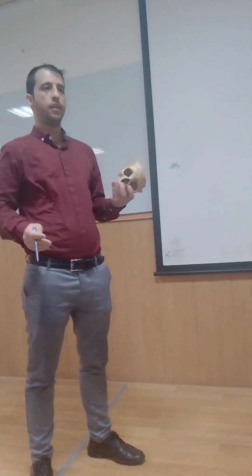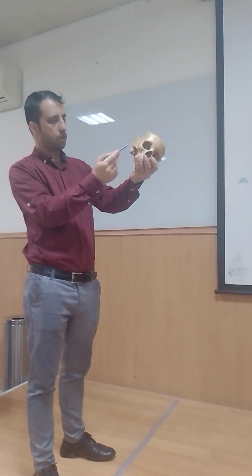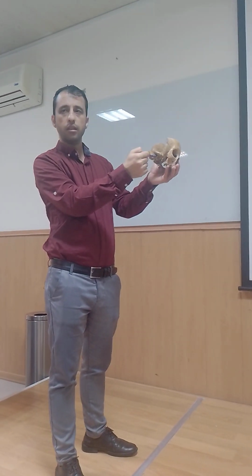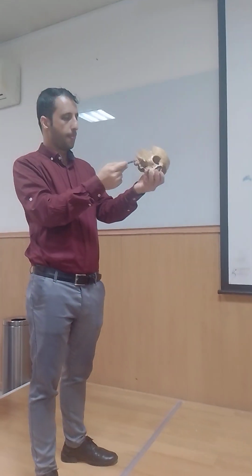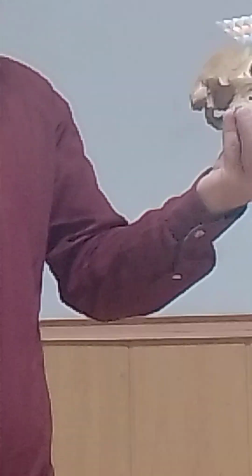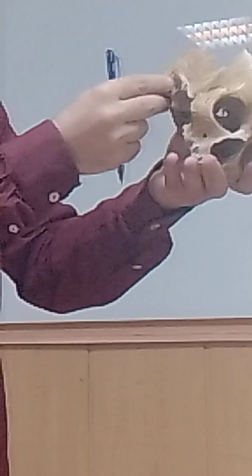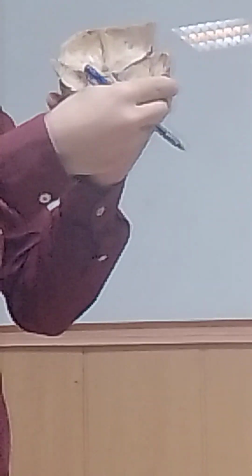Another part, here. In the mastoid part, there is the external acoustic meatus. Posterior to the external acoustic meatus, you can touch the mastoid process. The mastoid process has an external surface and an internal surface.